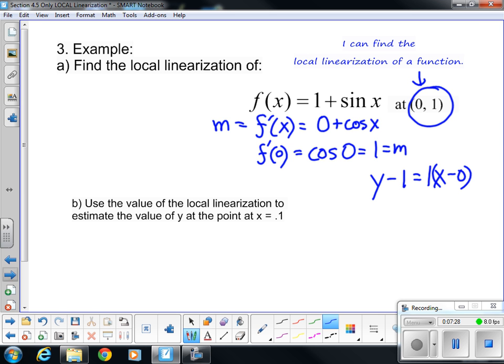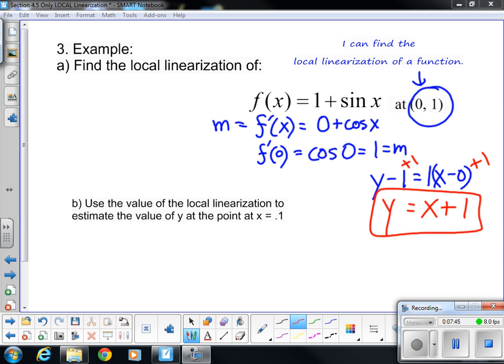And that's just the same as add 1 to both sides. I'm going to write this in slope-intercept form, but you don't really have to unless it is asking you to do that. You get 1x plus 1. All right, so that is your equation. Then the next part becomes quite simple because you have the same thing, finding the local linearization when x equals 0.1, and you get y equals 0.1 plus 1 equals 1.1.